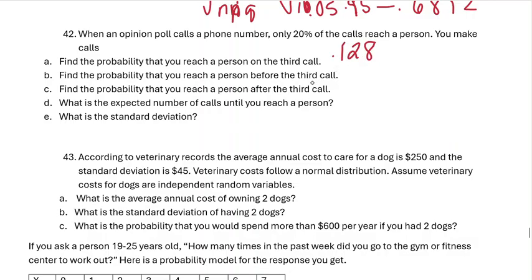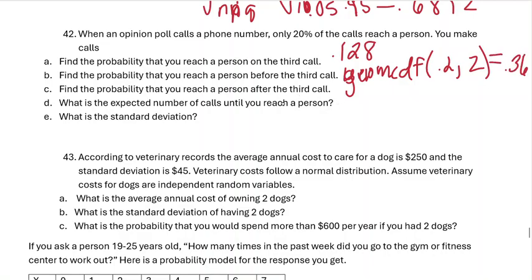Before the third call means less than 3, means in the second call or the first call. So this is going to be geometric CDF 0.2, 2. Before the third means in the second call or the first call, so you're not interested in 3 or more. I keep saying binomial, but it's geometric CDF 0.2, 2, and the answer is 0.36.